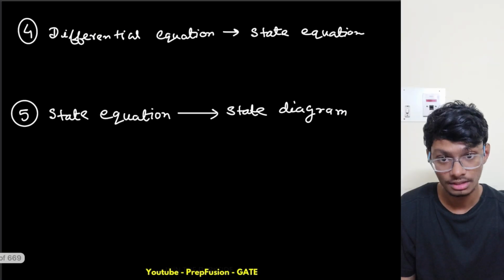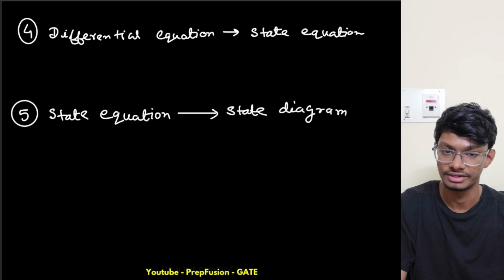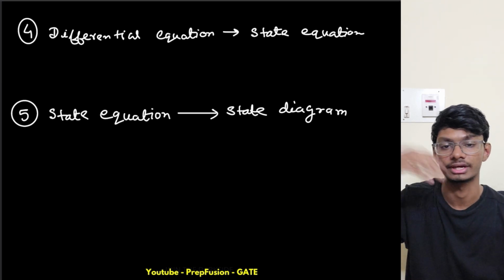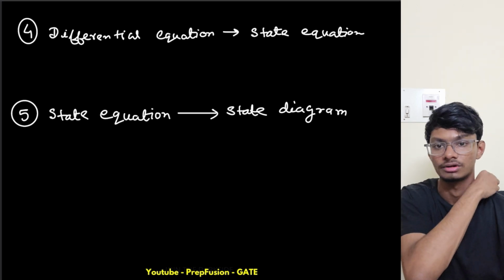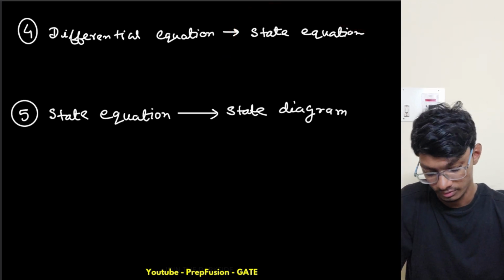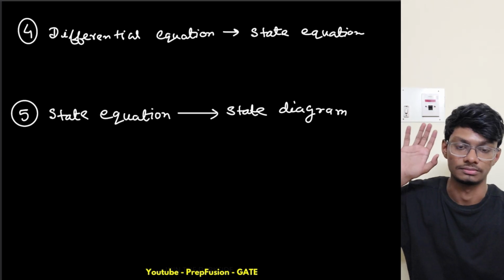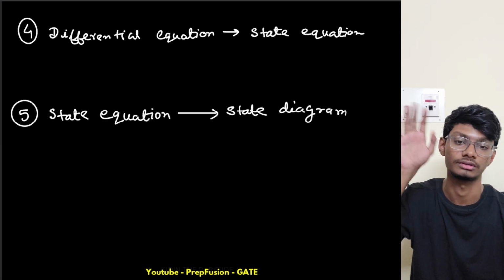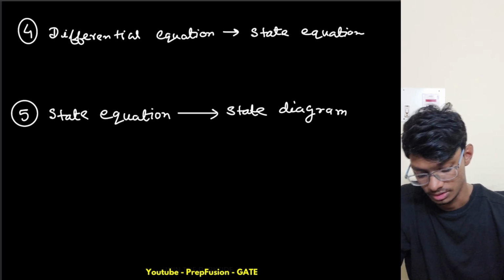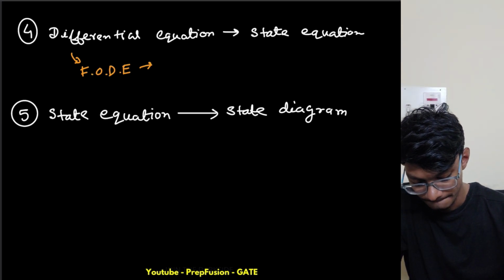Then we learned how to convert a differential equation into a state equation. I have been given a differential equation, second order, third order, whatever, a higher order differential equation. I have to convert that into a first order differential equation and then into a state equation. So firstly I converted it to a first order differential equation. How? We solved it using the controllable canonical form. During the first few lectures I didn't tell you the name, but we solved using the controllable canonical form. So we converted them into first order differential equations with the help of CCF.